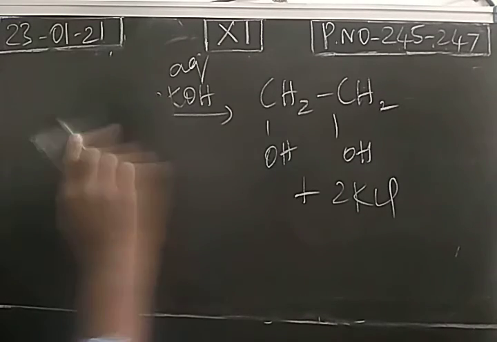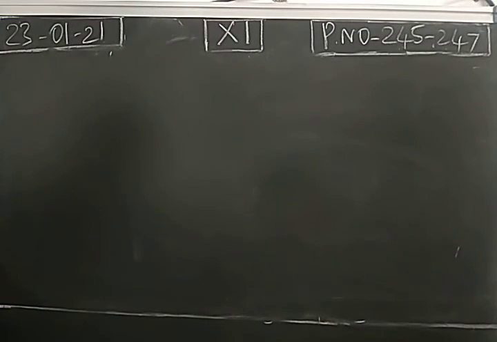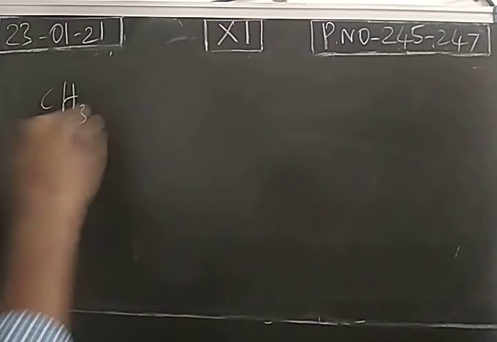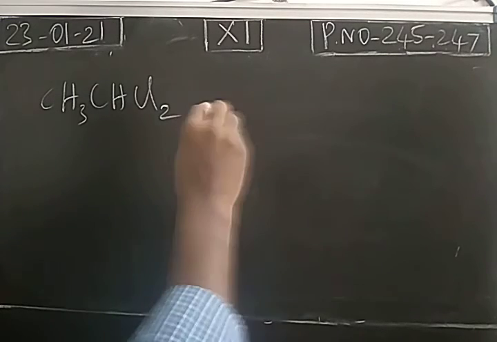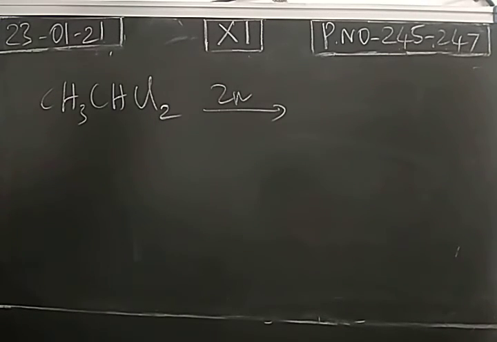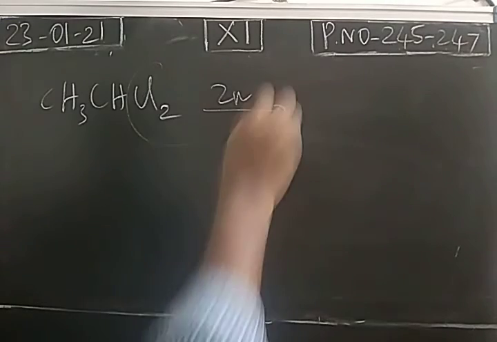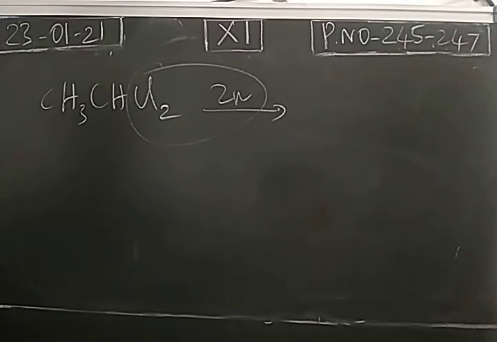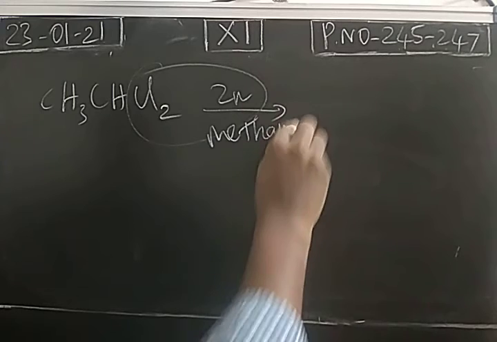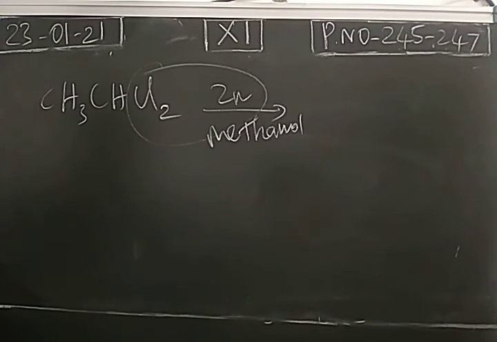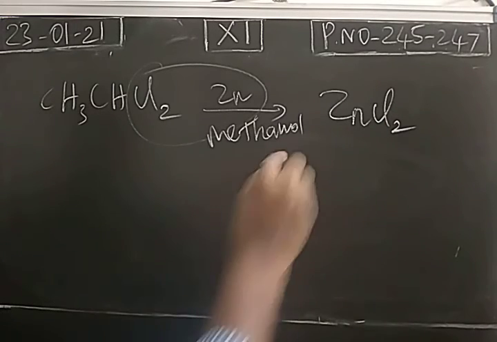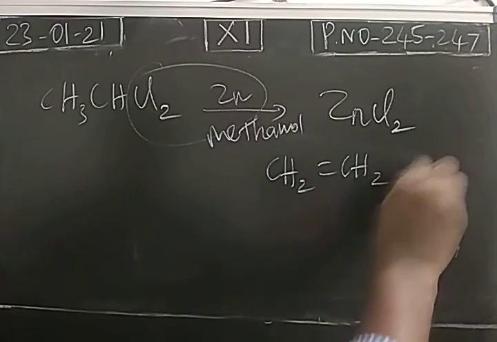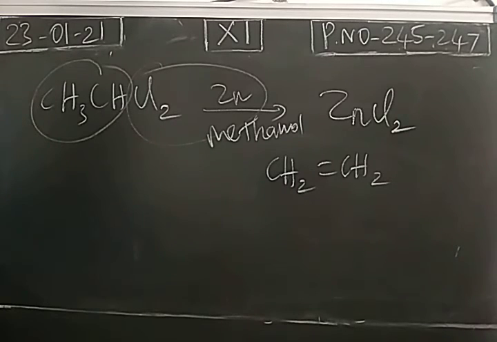Second one, dehalogenation process. When you take a polyhalogen compound, the halogen will be removed. This is the dehalogenation process. For that we can use zinc dust. In the presence of methanol, when zinc dust is added to the polyhalogen compound, there will be a liberation of salt, zinc chloride. Remaining we will get alkene. So ethene or ethylene will be formed.